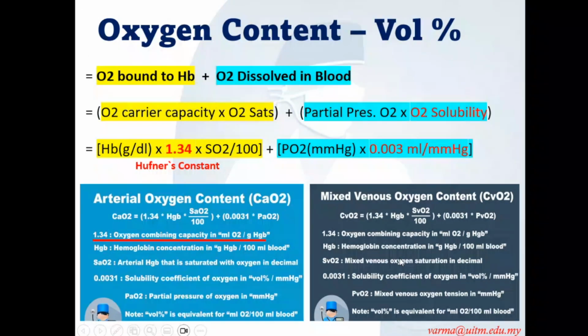So this is just repetition of how we calculate the oxygen content. Oxygen content is calculated by oxygen bound to hemoglobin plus oxygen dissolved in blood. Your hemoglobin times your Hüfner's constant 1.34 times your saturation in decimal, plus your dissolved PaO2 with solubility of oxygen 0.003 mL per millimeter mercury. Either you use PaO2 or PvO2, venous or arterial partial pressure of oxygen, saturation of arterial oxygen and saturation of venous oxygen. Okay, that is all we can get from our blood gas analysis.